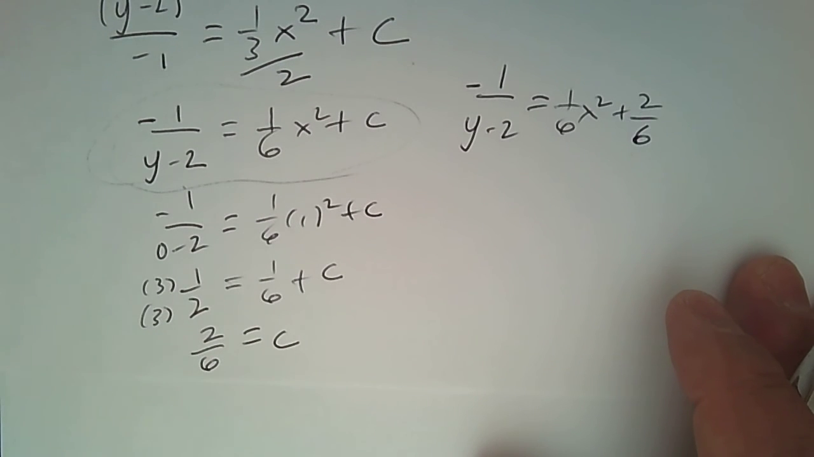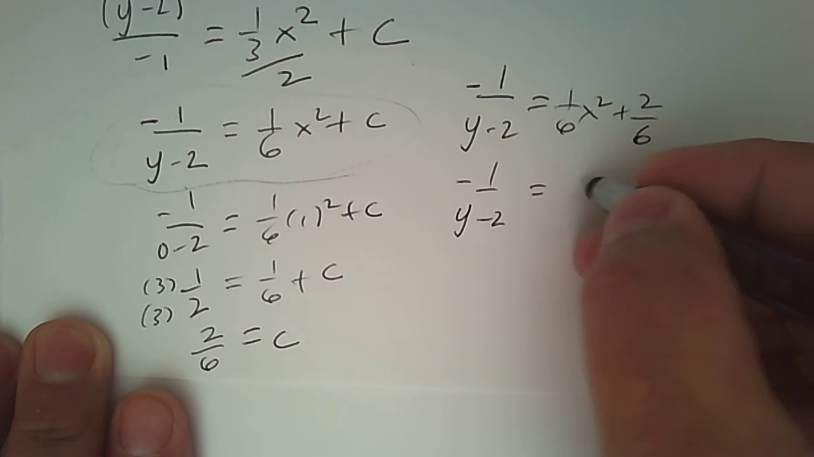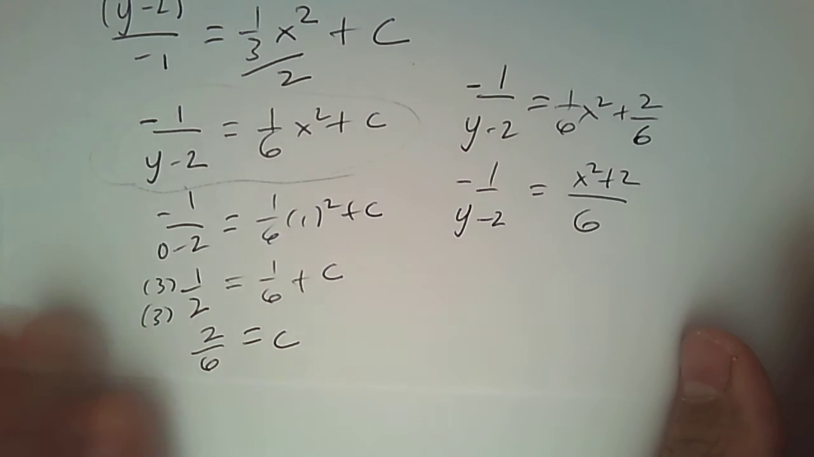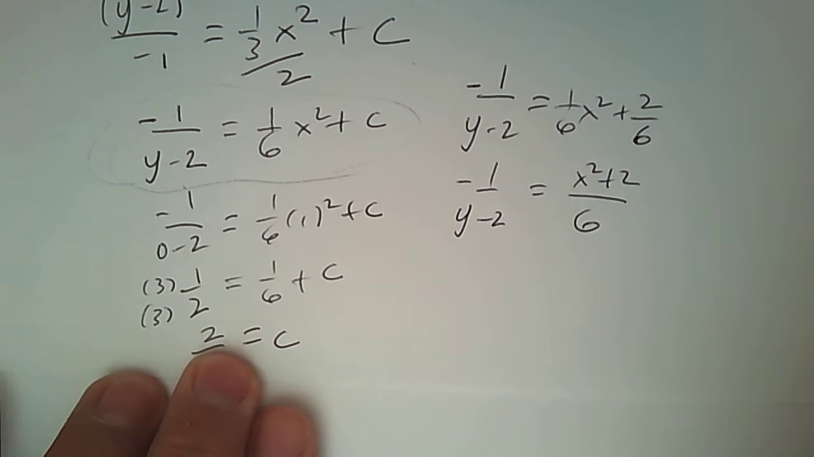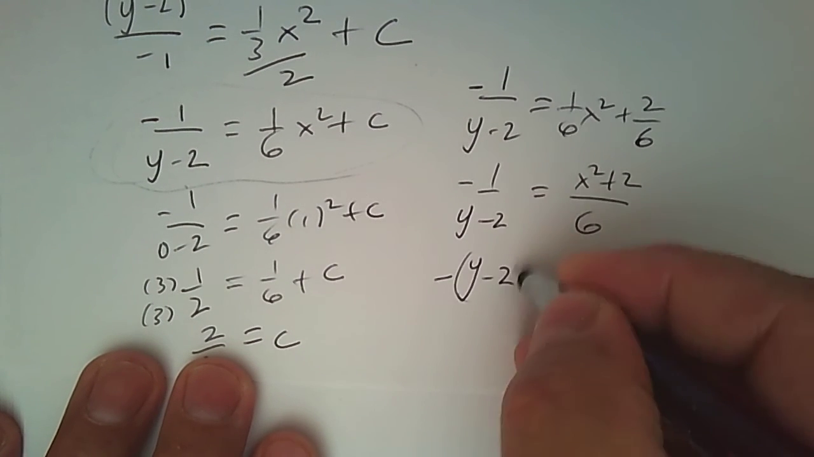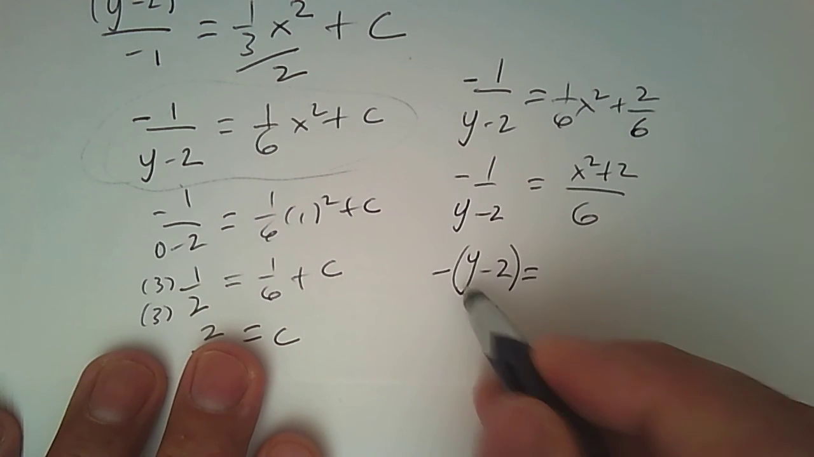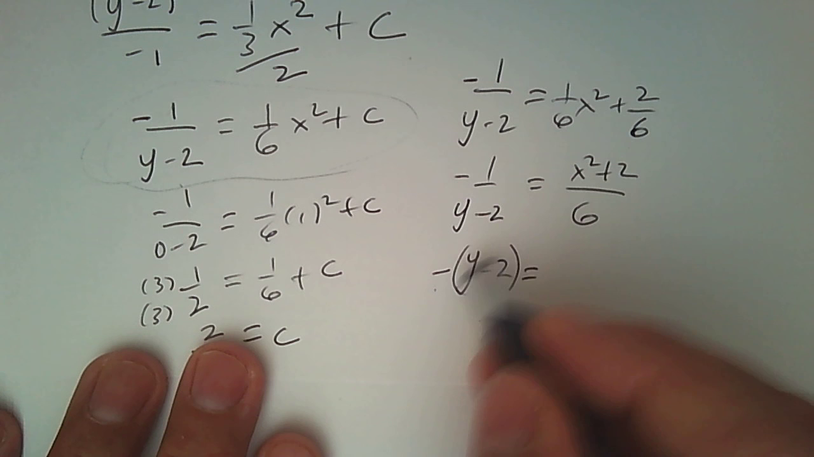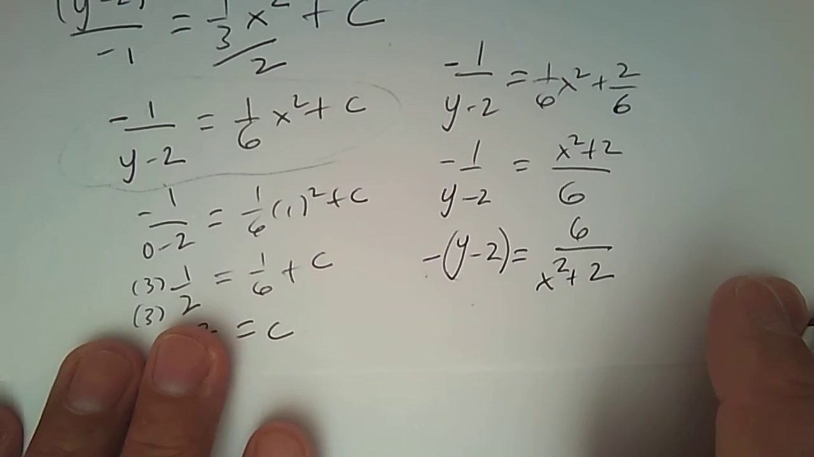And now I still need to get y by itself. So what's a way we can get y by itself? So this is what I would do. I would write the right side as 1 fraction. So that would be x squared plus 2 all over 6. And then I would do the reciprocal to both sides. The sign would stay the same. So the reciprocal, and notice that belongs to all of it. So be careful with the distributing. So when you do the reciprocal, it's just y minus 2 over 1, but it's negative in front. And that's going to distribute to make that a plus 2. On this side, when you do the reciprocal, it's 6 over x squared plus 2.